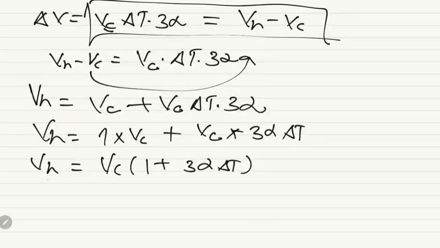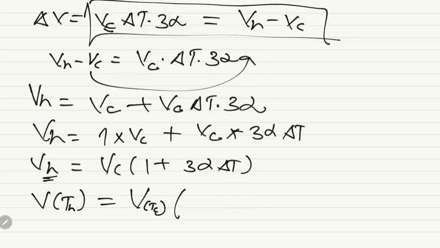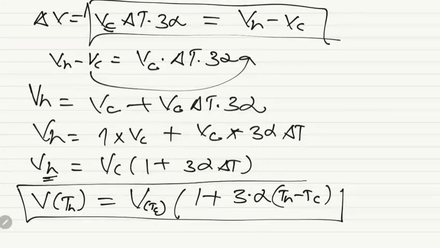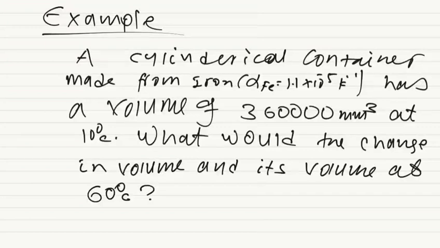Now it's time to write the volume at the hotter temperature as a function of temperature. So the volume at a certain hotter temperature T hotter is equal to the volume at the colder temperature, V of T colder, times 1 plus 3 times the coefficient of linear expansion of the material times the temperature hotter minus the temperature colder. This is a function that relates the change in the volume of an object to a certain temperature.